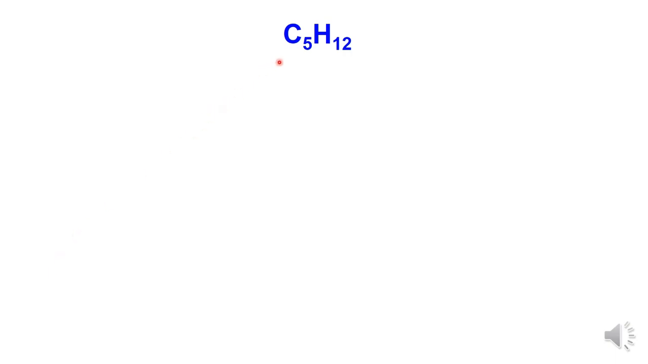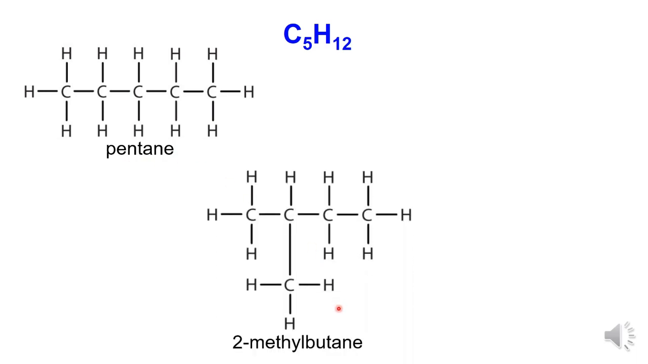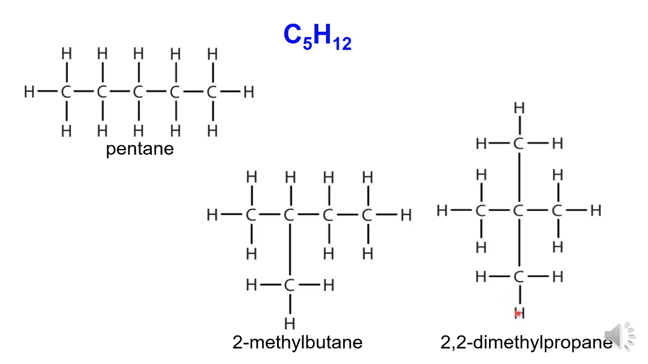Next example to show chain isomerism is C5H12. The first structure is linear alkane from 5 carbon is called pentane. The second structure is one branch alkane is called 2-methylbutane. The one branch is here, CH3 group. The third structure is two branch alkane is called 2,2-dimethylpropane with two branch here, CH3 and CH3 here.